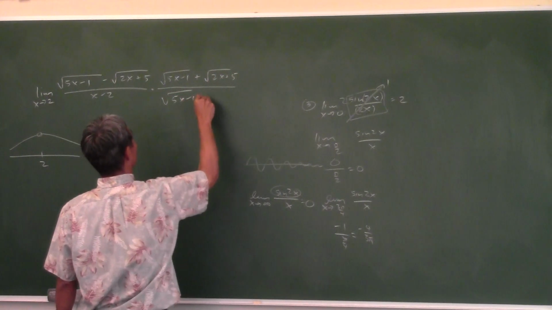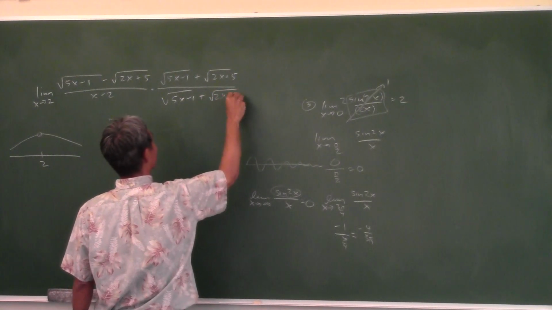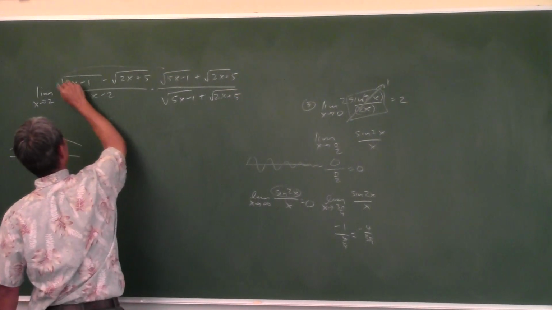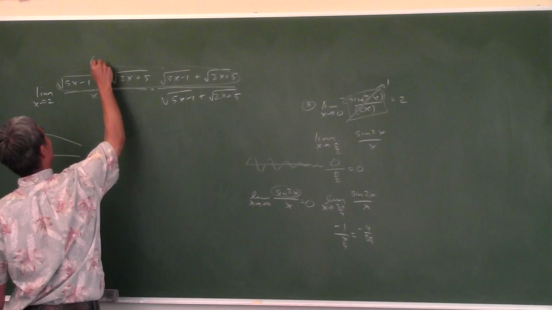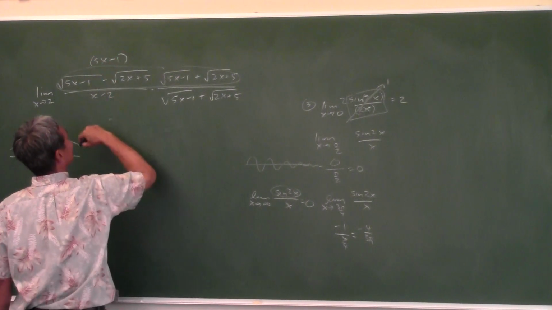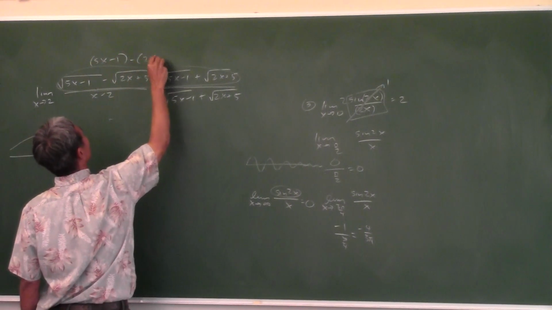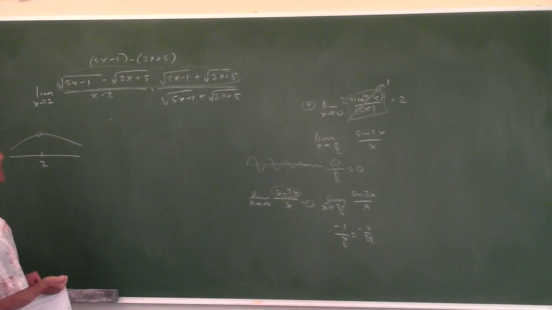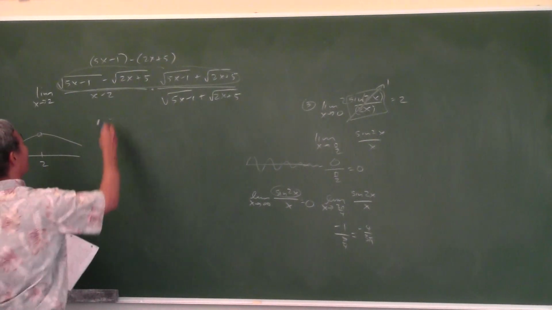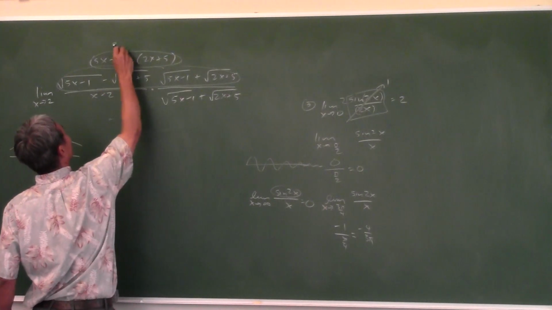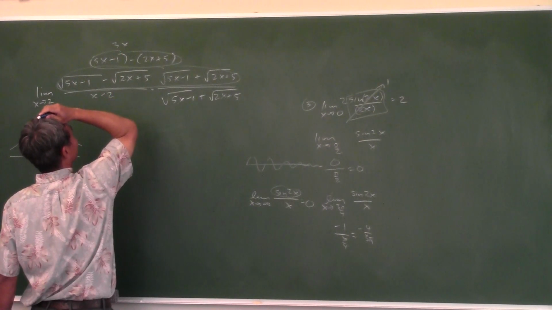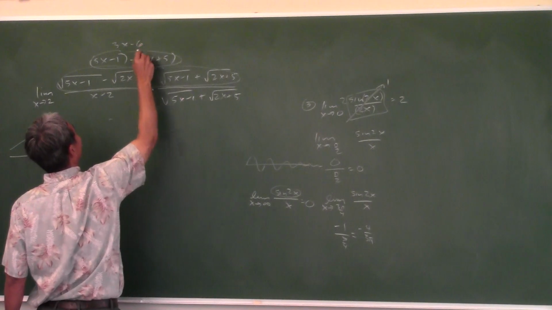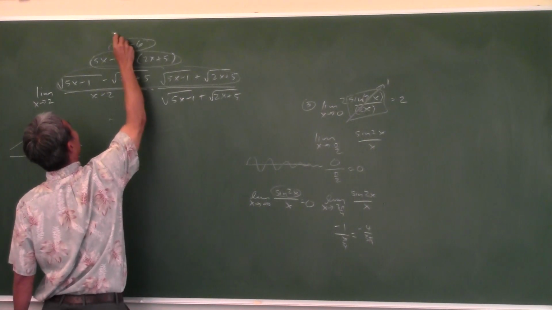So all you gotta do is just make sure you do your algebra correctly. So what happens when I multiply this out? You're gonna get 5x minus 1 minus 2x plus 5. And please put the parentheses there, because then you gotta distribute that minus sign. And that becomes what? 3x minus 6. And then you can factor out a 3.